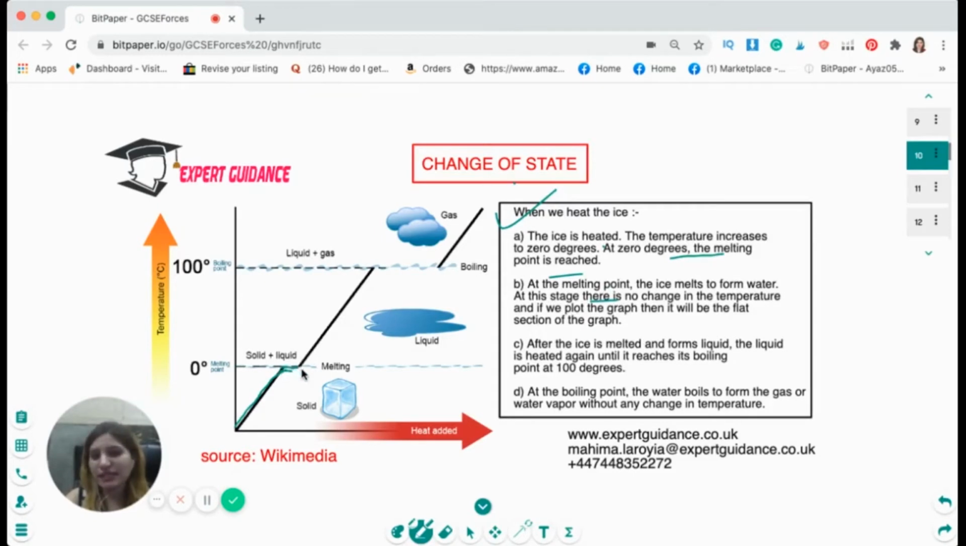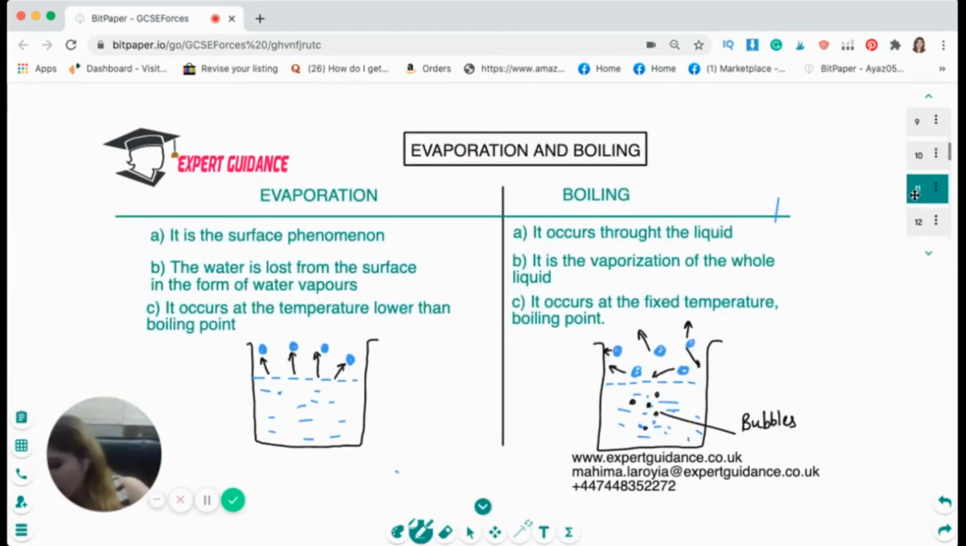After the ice is melted and forms a liquid, the liquid is heated again until it reaches its boiling point, which is 100 degrees. And at the boiling point, the water boils to form a gas or water vapor without the change in temperature. Okay, so this explanation of the heating curve you should understand, and you should be able to write it if it is asked in the exam. All right? Okay, now let's move on to the difference between the two concepts.